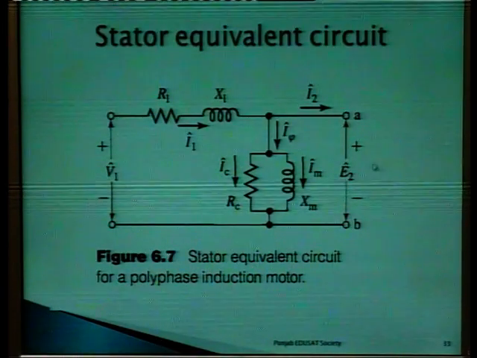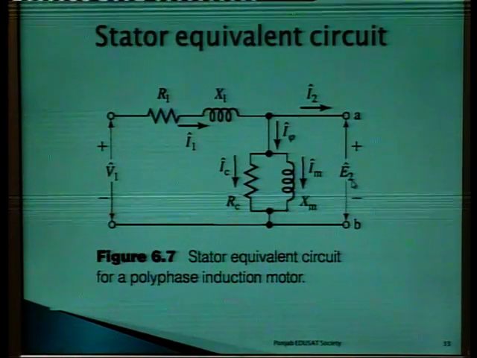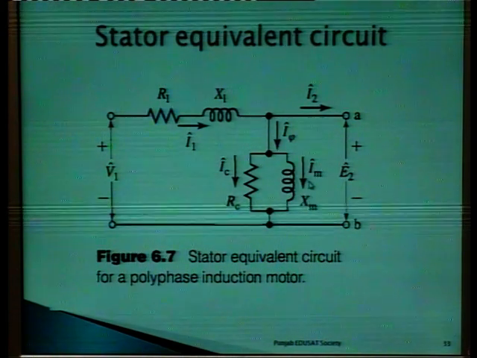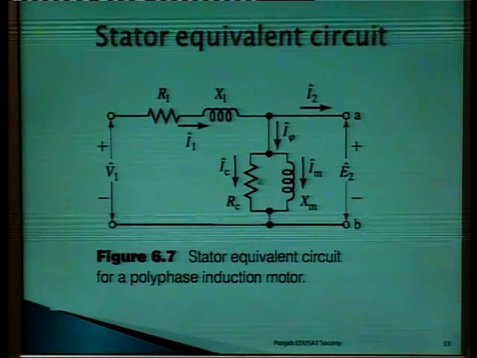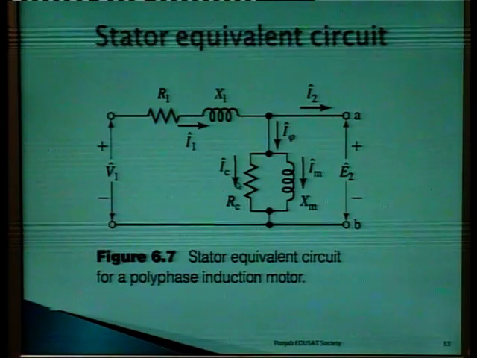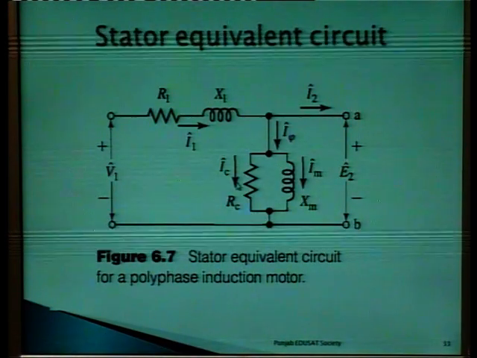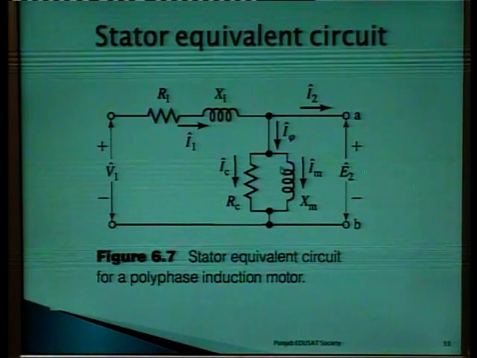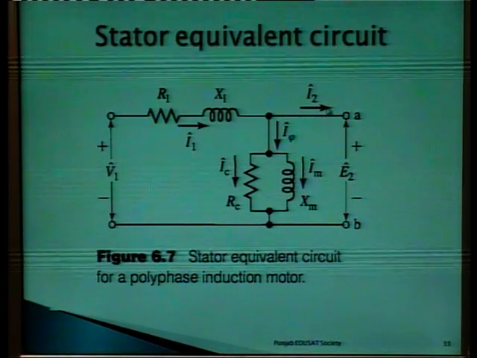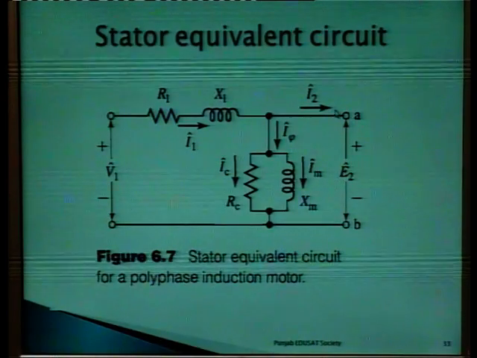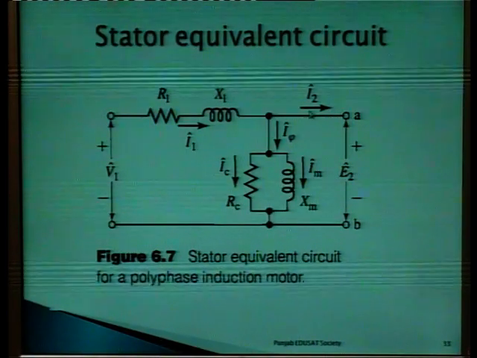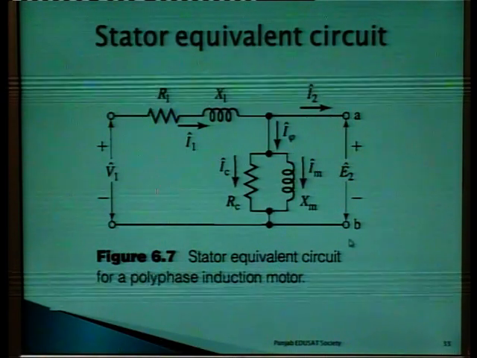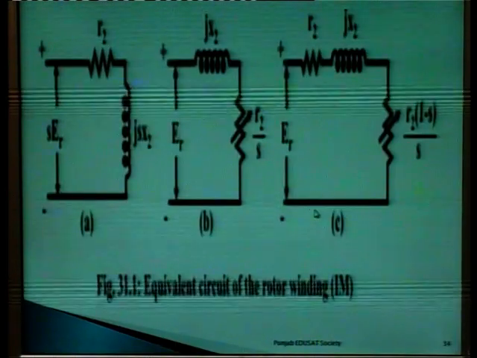V1 has been applied, E2 is the induced EMF, this Im is the magnetizing component of the current, this Ic is the working component of the current, and this I phi is the total amount of the current flowing in this branch. This is the amount of current I2 in this direction. This is the stator equivalent circuit of a polyphase induction motor.